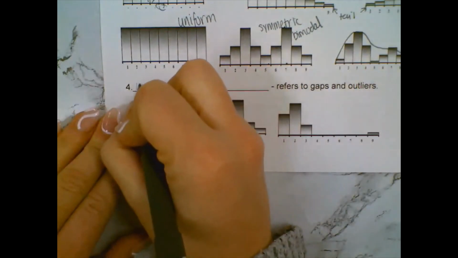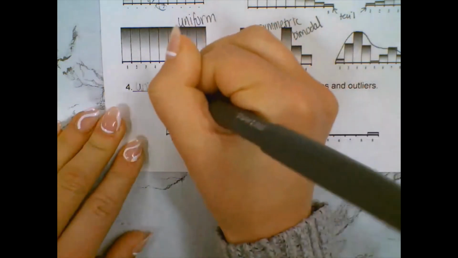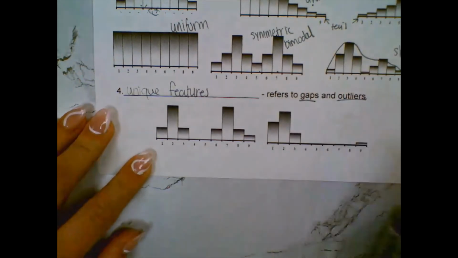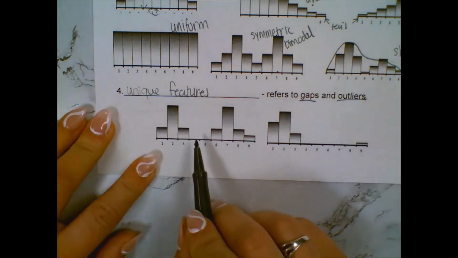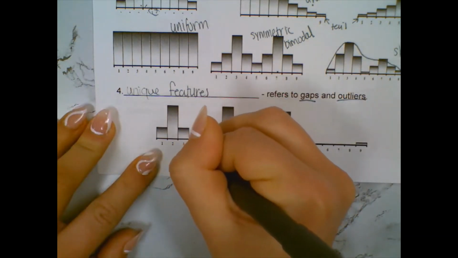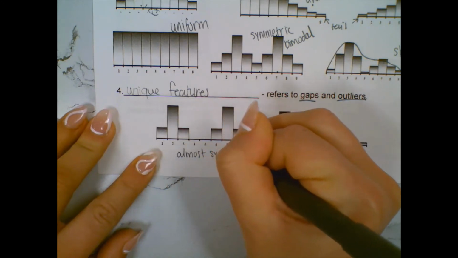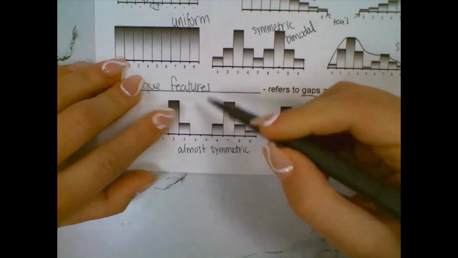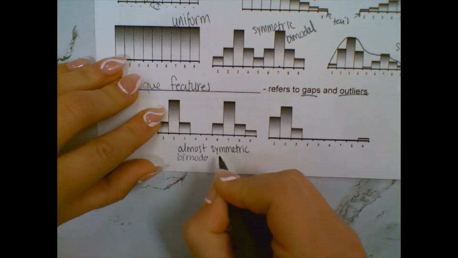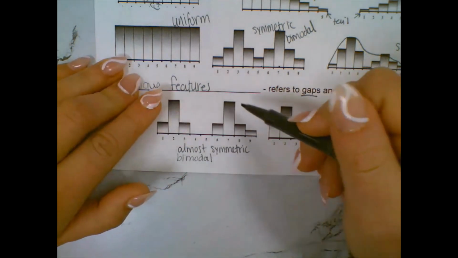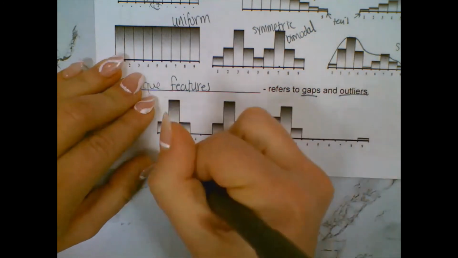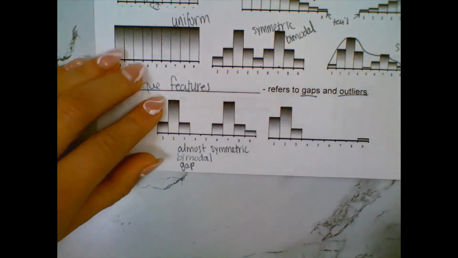Last, we're going to look at unique features. So unique features refer to gaps and outliers. So for example, on this example here, we have something that we would describe as almost symmetric. So that means it's the same on either side. It's bimodal. So if I was describing this to somebody, they would understand that it's going to have the same shape and there's two peaks at the same height. But then I have this gap in data, and I would want to be able to explain that as well. So you just describe it as having a gap.